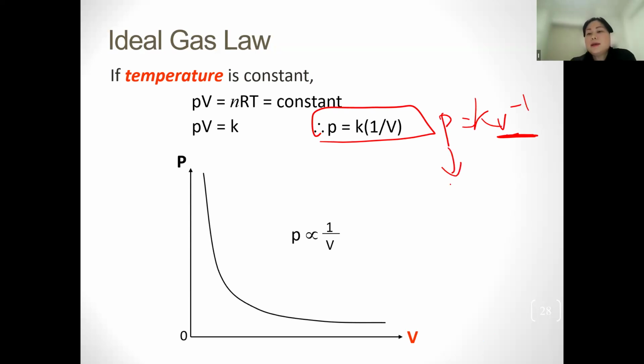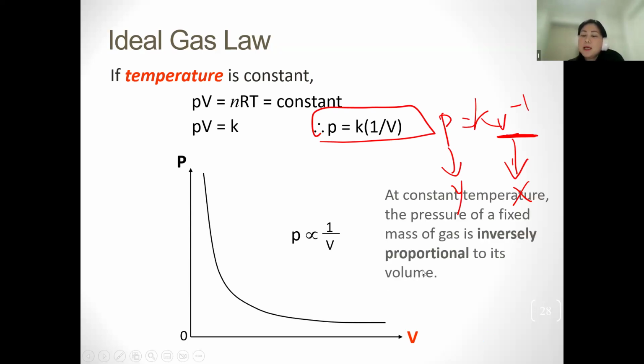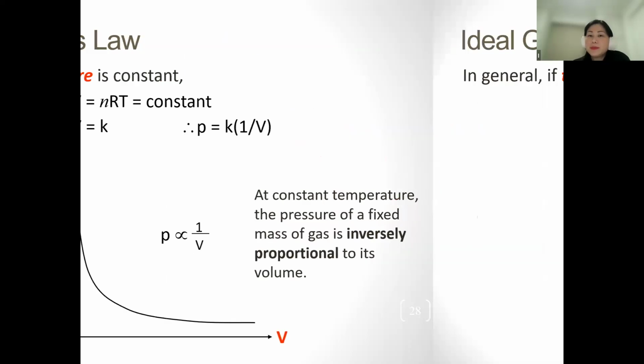So y and my x is b raised to power. Okay, so I should plot a shape which is a minus 1 graph. So it has a shape like this. So at constant temperature, the pressure is fixed. The pressure of a fixed amount of gas, which means fixed moles of gas, will be inversely proportional to the volume.